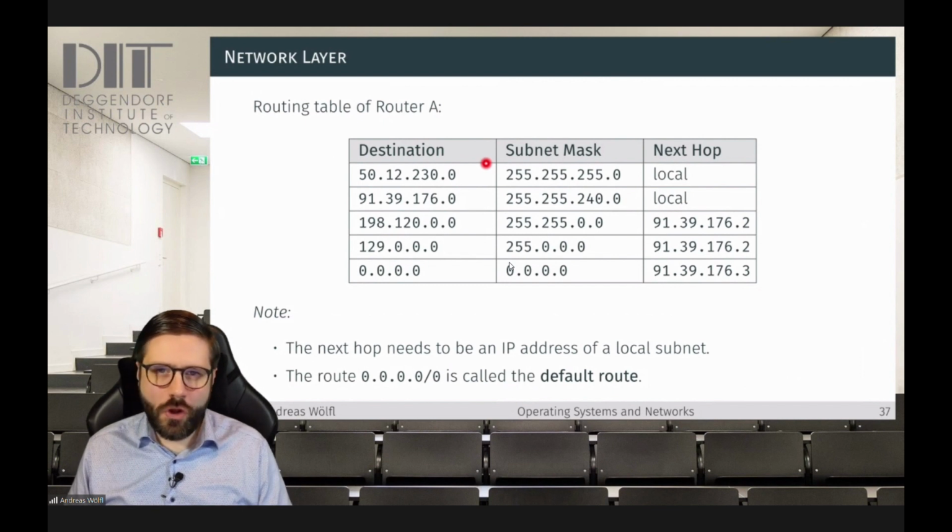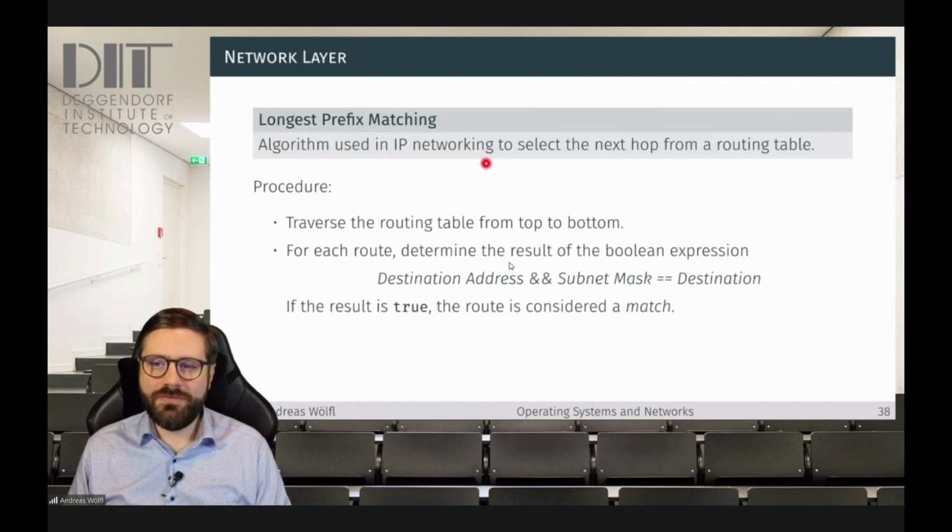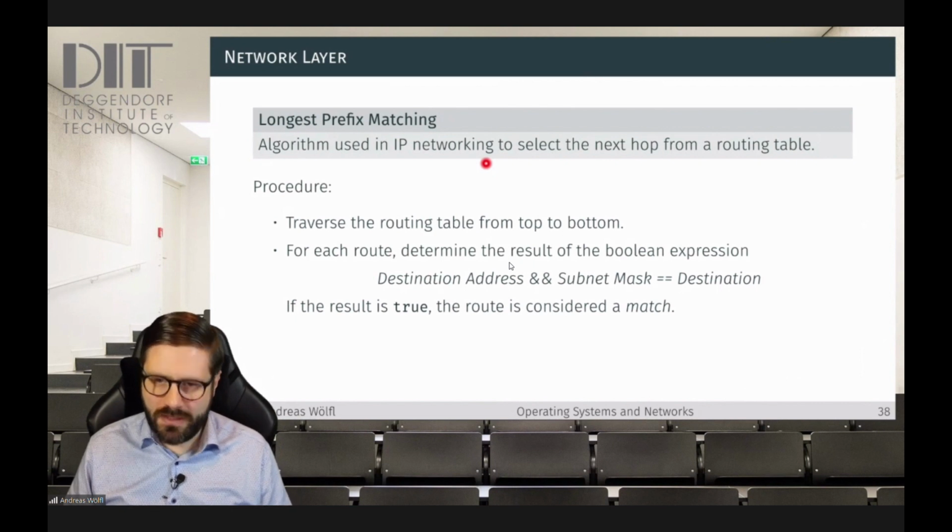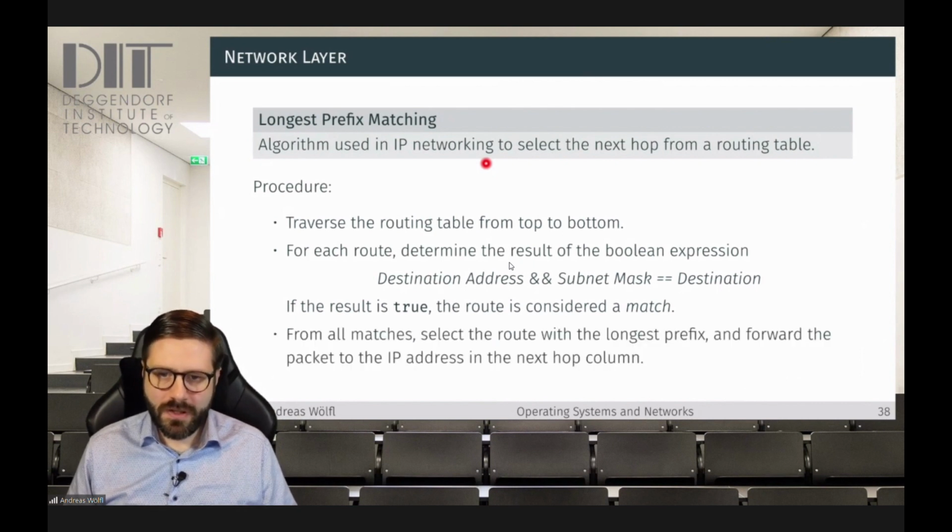And if this holds true, we have found what we call a match. So we do a little check mark on the route, and we consider this route as a match. But there can be multiple matches. The question is, if we have ambiguous results, if we have multiple matches, how do we select the correct one?